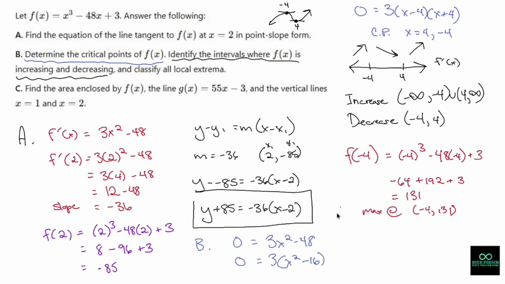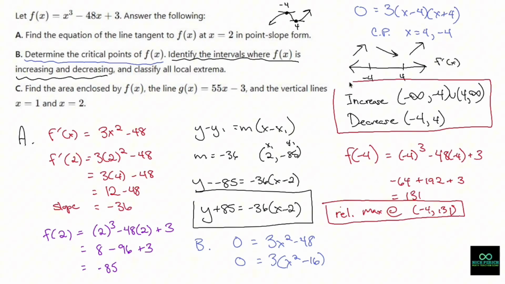You know what they call it? They prefer relative in calculus. So you have a relative maximum at that point right there. Okay, circling all of the answers that I came up with so far. All right, so I have a relative maximum at negative 4, 131.